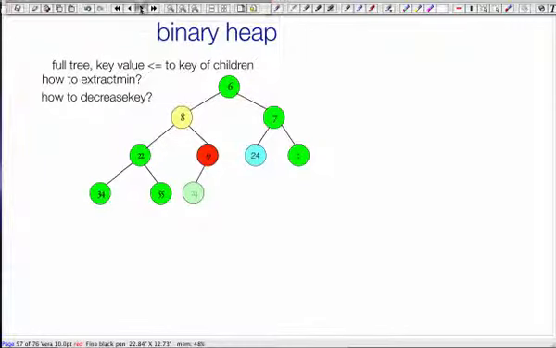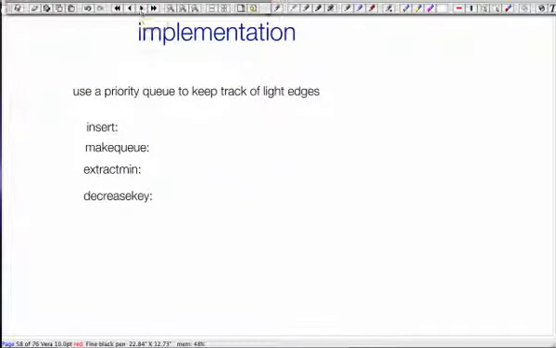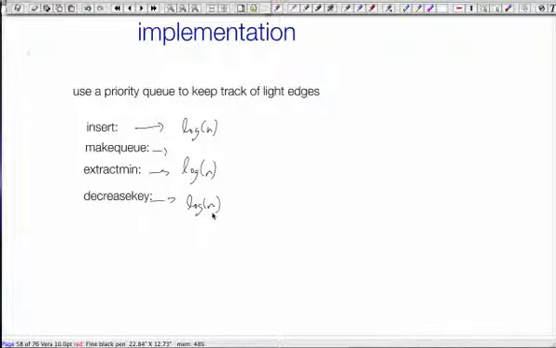Okay, so that was a very quick overview. How long does it take to insert a node? Log n. Make queue, let's not talk about that. How long does it take to extract a node? Also log n, because you pop off the top and then you have to percolate a node. How long does it take to decrease key? Log n, because all of these operations are percolations. So this is a reasonably efficient data structure, very simple to implement.